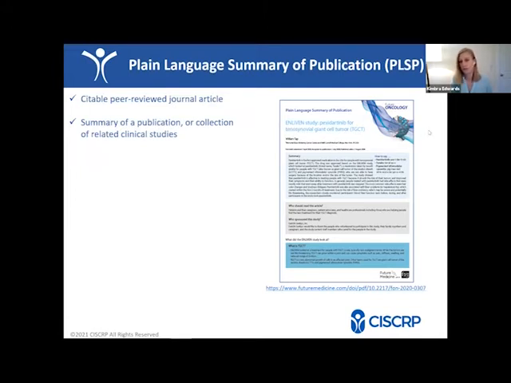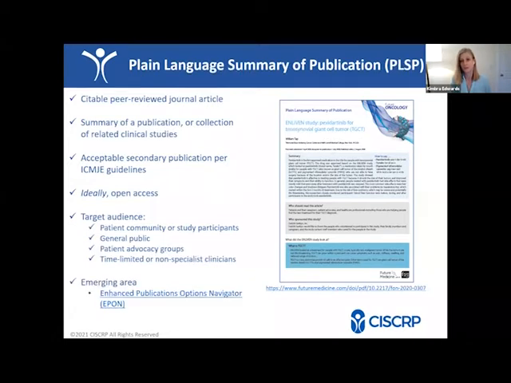PLSPs are citable peer-reviewed journal articles. They're really a version of the original scientific manuscript written in plain language. So the original can be published in a separate journal other than a Future Science Group journal, or published alongside the PLSP in a Future Science Group journal. PLSPs are considered an acceptable secondary publication per ICMJE guidelines, and Laura will speak more to that in a bit. Ideally, PLSPs should be open access so they have a better chance of actually reaching their intended readership.